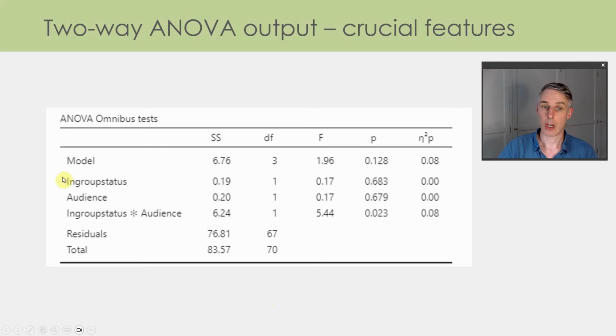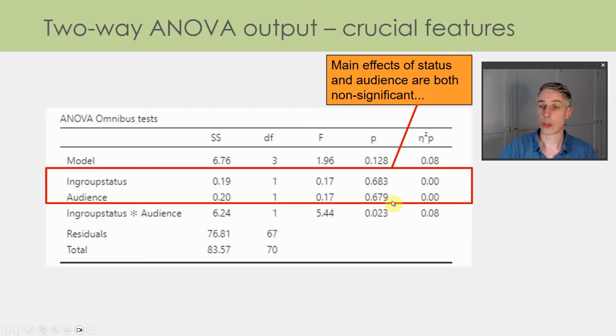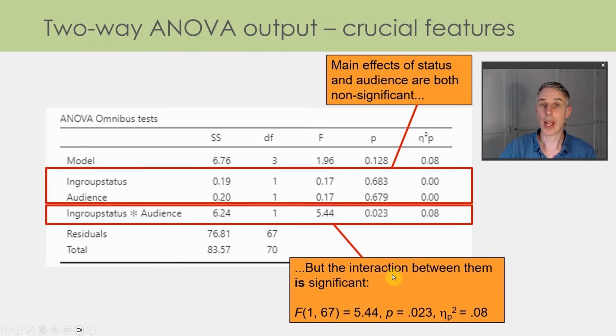So what we have are our three effects, the main effects, okay. Neither of those are significant, nowhere near significant. The main effects of status and of audience are both non-significant. In contrast, though, the interaction between them is significant. Okay, and here's how you would write that effect up in APA format.